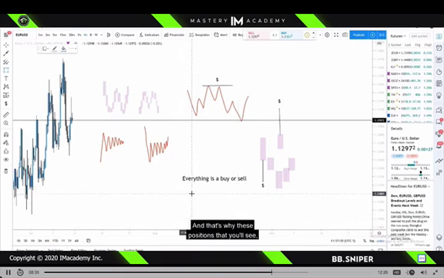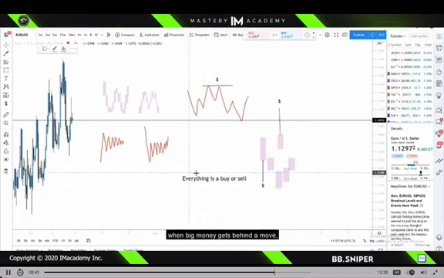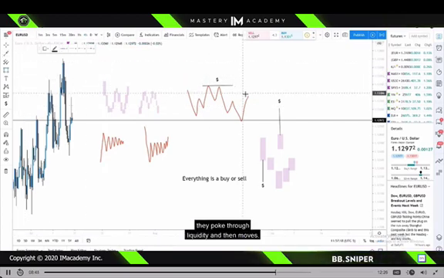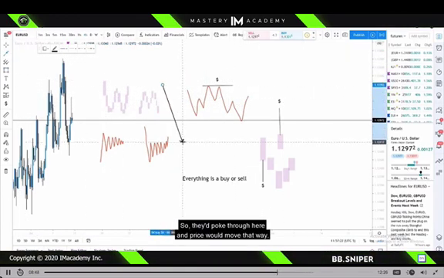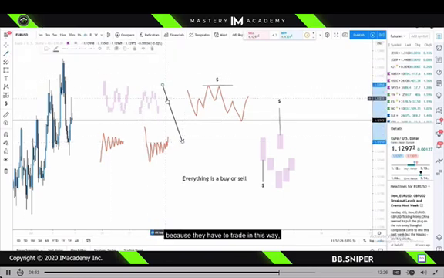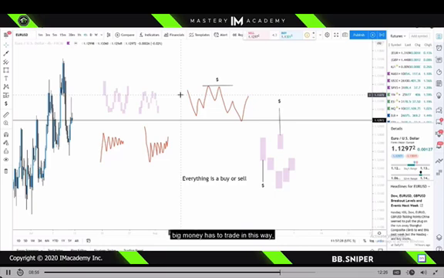And that's why these positions that you'll see, like go and backtest it. When big money gets behind a move, they poke through liquidity and then move. So they'd poke through here and price would move that way. They'd poke through here and price would move that way, because they have to trade in this way. Big money has to trade in this way because this is the only way they can get their orders filled and have a great average price.